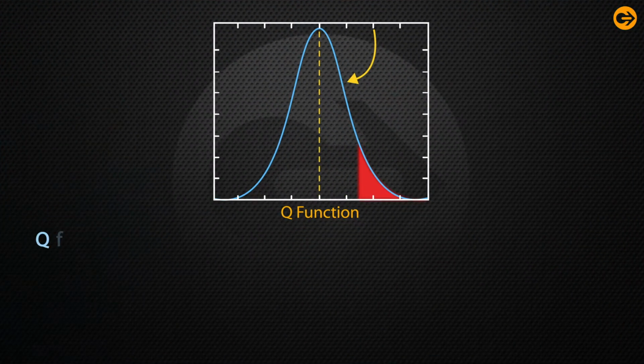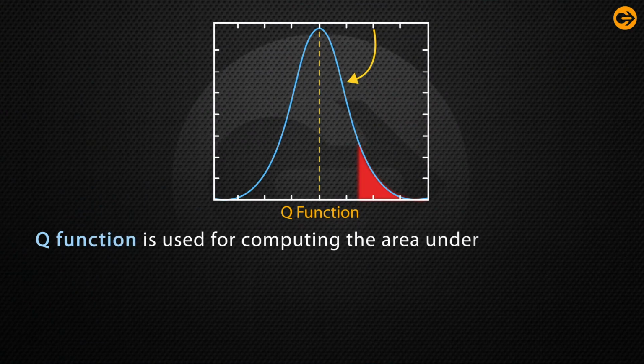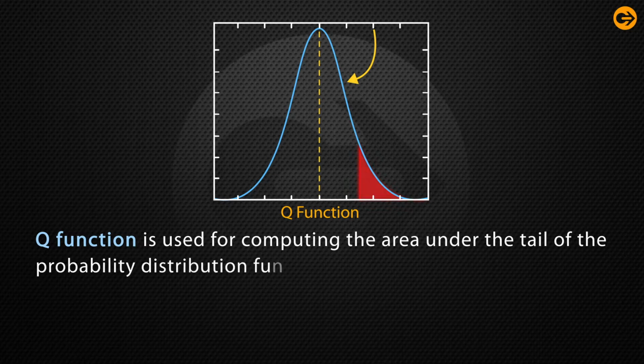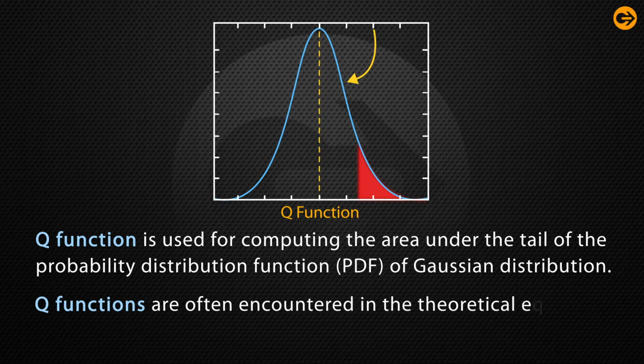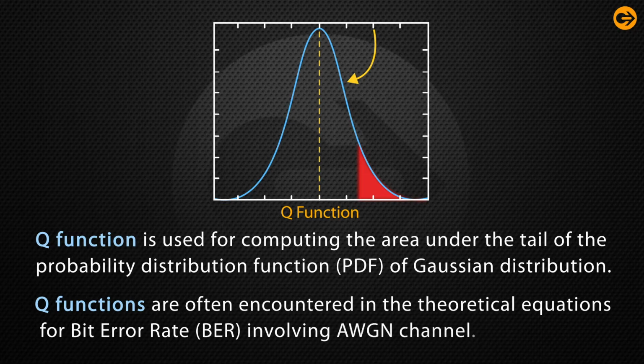Basically, the Q function is used for computing the area under the tail of the probability distribution function, known as the PDF, of a Gaussian distribution. There are different types of distribution, but for simplicity, we consider the Gaussian distribution. Q functions are often encountered in the theoretical equation for bit error rate involving an AWGN channel.